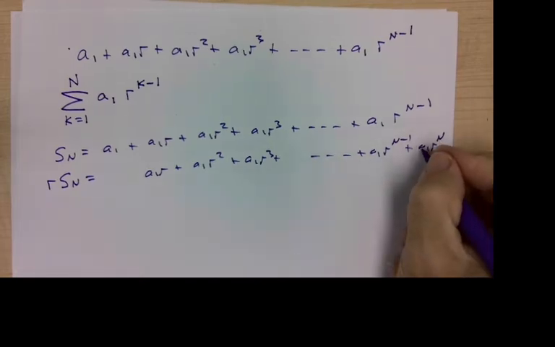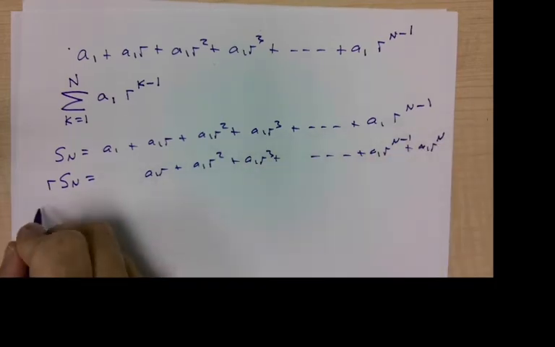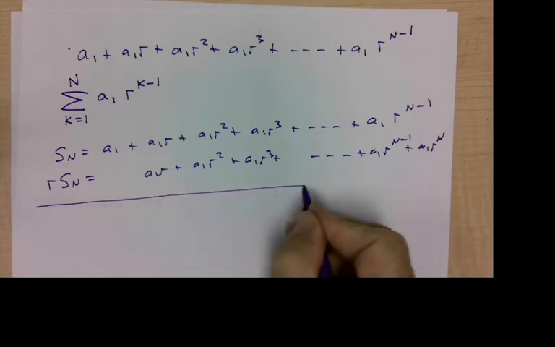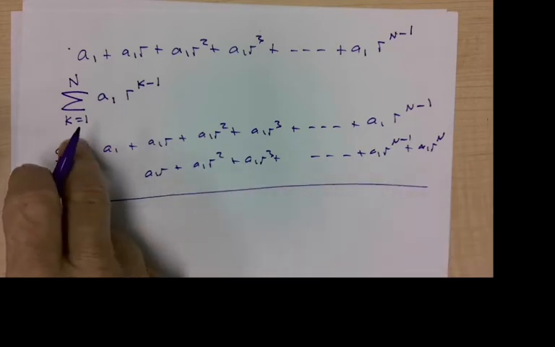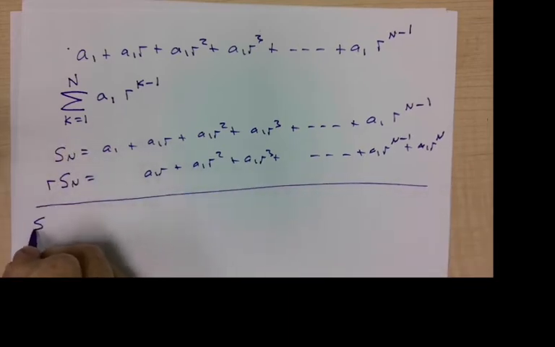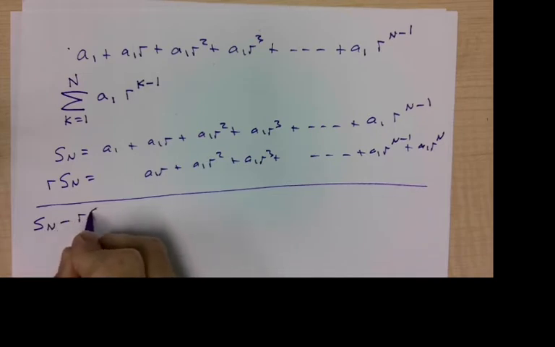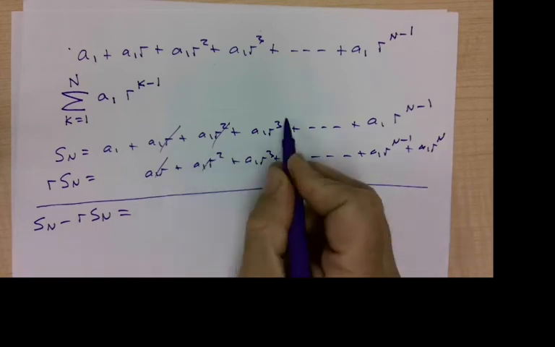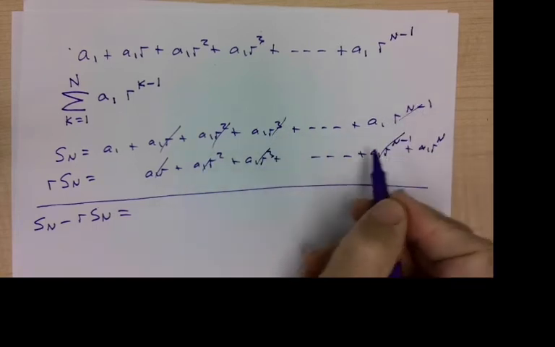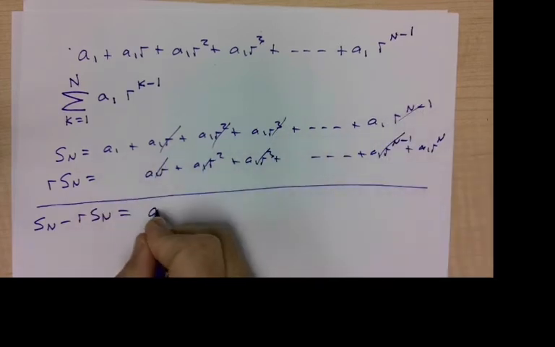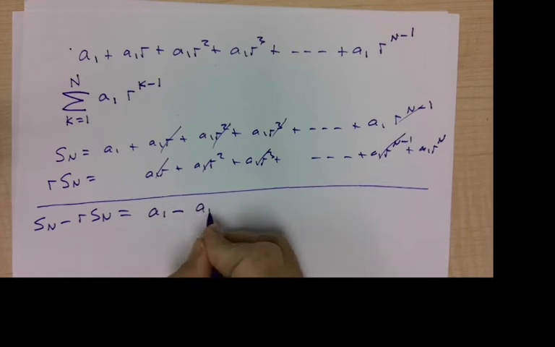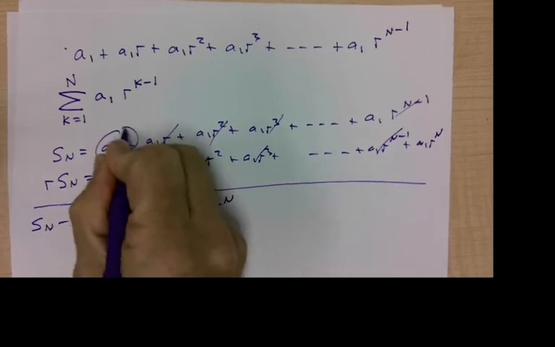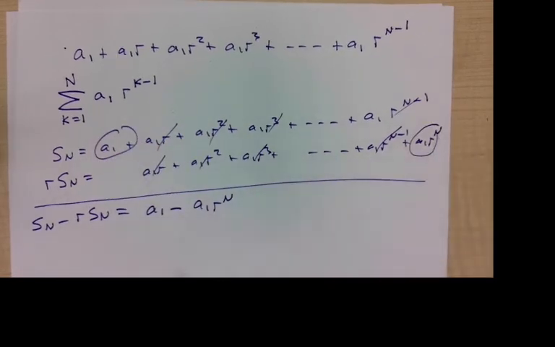The last term would be a1 r to the n. Now if I subtract them, if I take s sub n minus r s sub n, what goes away? I wind up with a sub 1 minus a sub 1 r to the n, the things that do not subtract out.